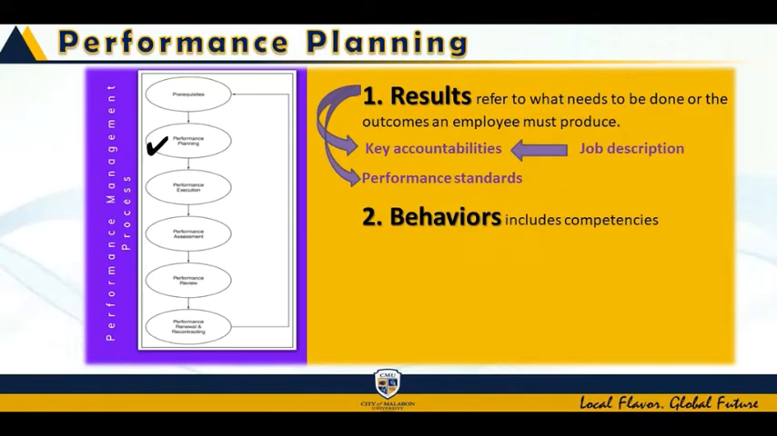Next is behavior. Once we talk about behavior, it includes competencies. Why? Although it is important to measure results, an exclusive emphasis on results can give a skewed or incomplete picture of employee performance. For example, for some jobs, it may be difficult to establish precise objectives and standards. For other jobs, employees may have control over how they do their jobs, but not over the results of their behavior.